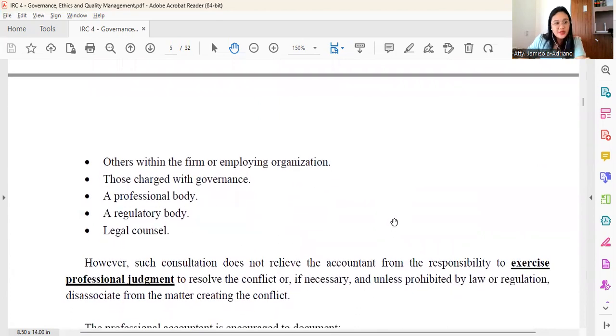For example, others within the firm or employing organization. So if you are working in an audit firm, you can ask your other audit teammates or your audit partner. Or if you are not in an audit firm, you are in a private organization. For example, you are being hired as an internal accountant. You can ask your manager. You can ask other persons inside your organization. Or you can also ask those charged with governance, your board of directors.